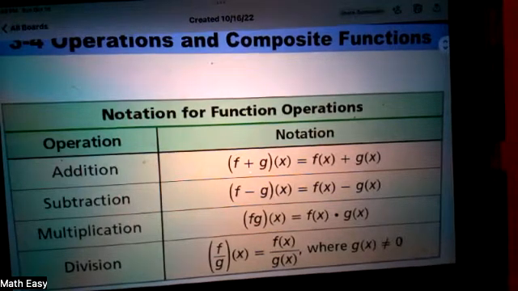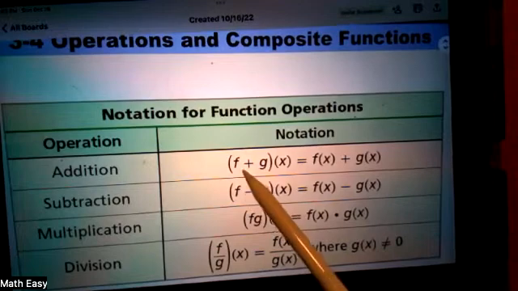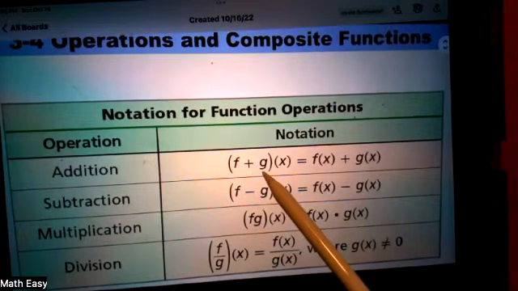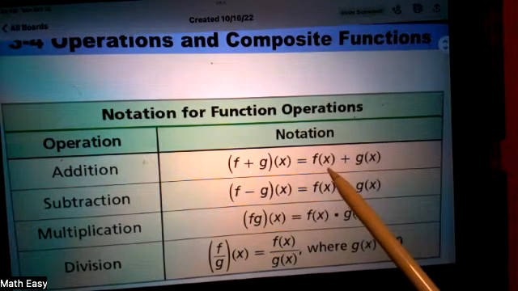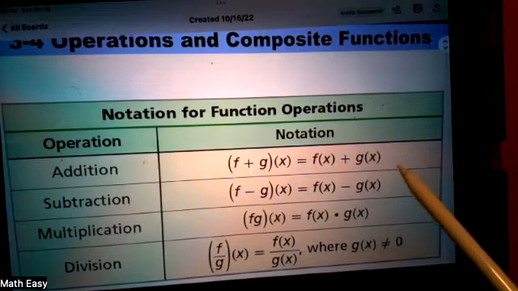Hey guys, we are going to look at function operations. It's similar to the four basic operations: addition, subtraction, multiplication, and division. When it comes to functions, it is written this way: f plus g of x is equal to f of x plus g of x.